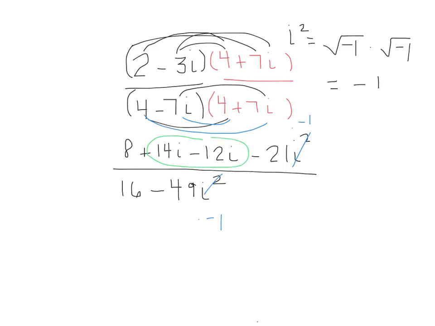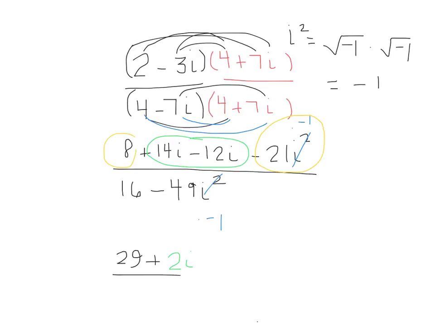So now if we go further with this, we have some i's here on the top. 14i minus 12i is 2i. And then we have some real numbers here on the top as well. We have 8, and then negative 21 times negative 1 is positive 21. So we have 8 plus 21, which is 29. And then our i's turn out to be equal to 14i minus 12i is 2i.